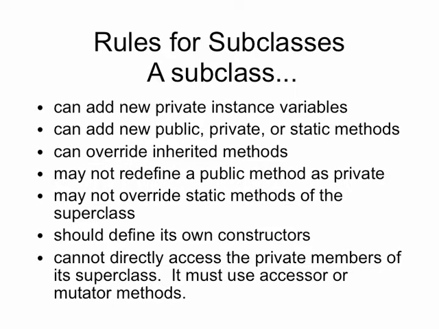So, rules for subclasses. A subclass can add new private instance variables. That's fine. It can add new private, public, or static methods. It can override inherited methods. It may not redefine a public method as private. I'll say that again because that one's not so obvious. If you have a public method in the superclass, you cannot redefine or overload that method with a more restrictive access type. So you can't make it private if it was public in the superclass.